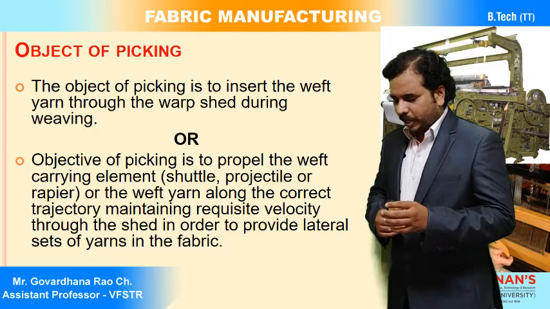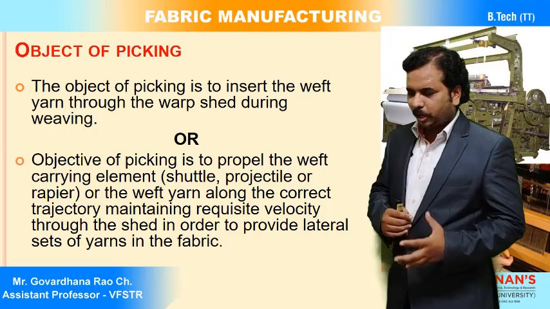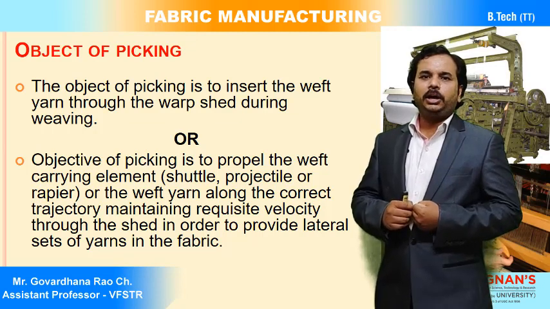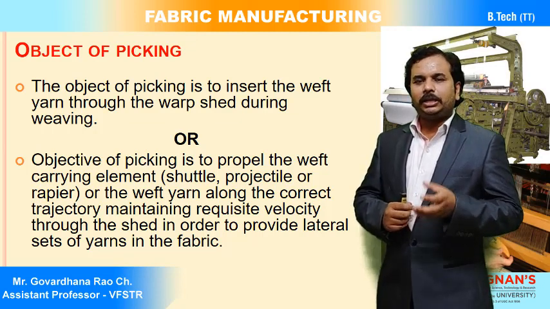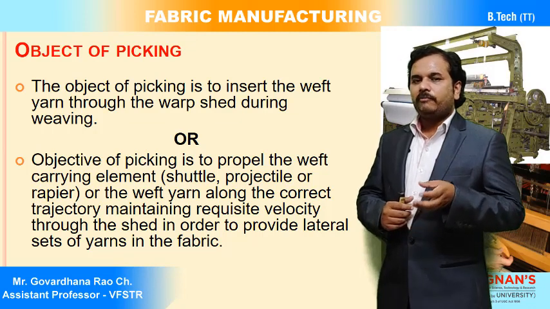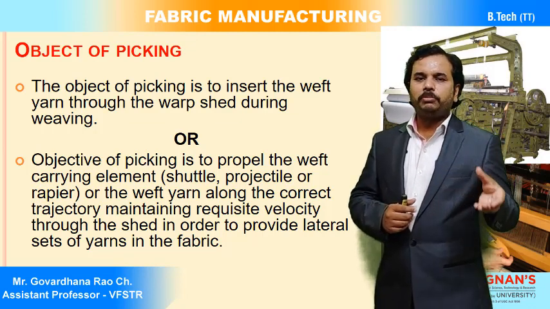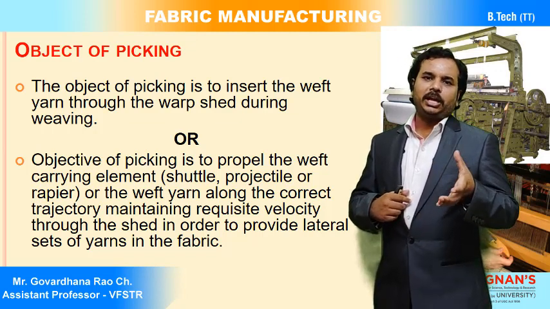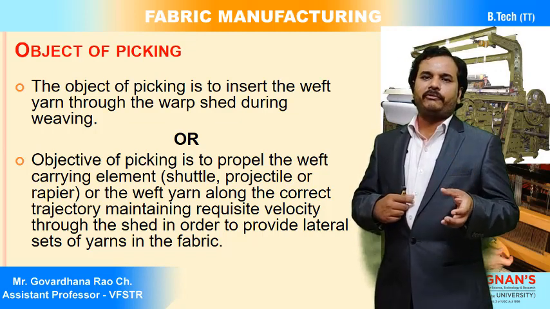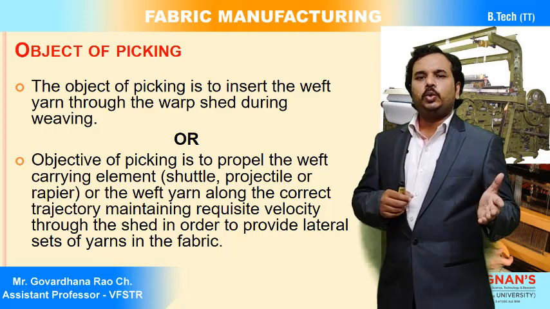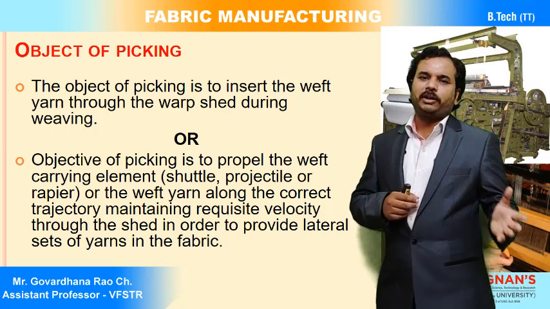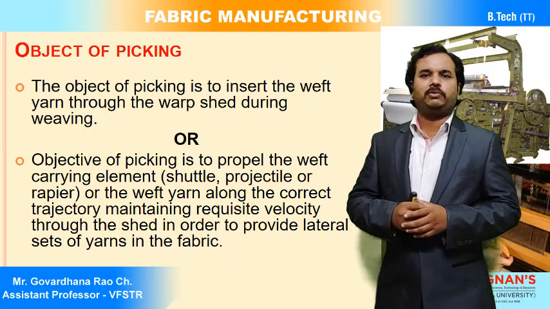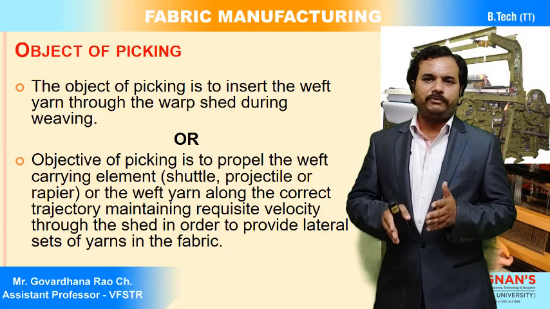There are picking elements. Particularly in shuttle looms, the shuttle is the picking element, the weft carrying element. The weft is carried with the help of the shuttle. This weft carrying element transfers the weft yarn from one side of the loom to the other side of the loom, or from one side of the fabric to the other side of the fabric. This is the main objective of picking.